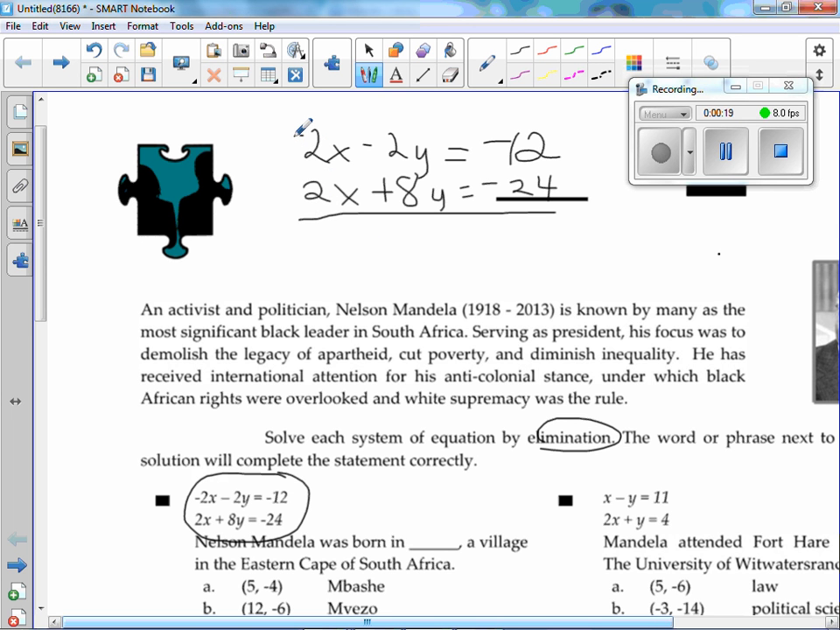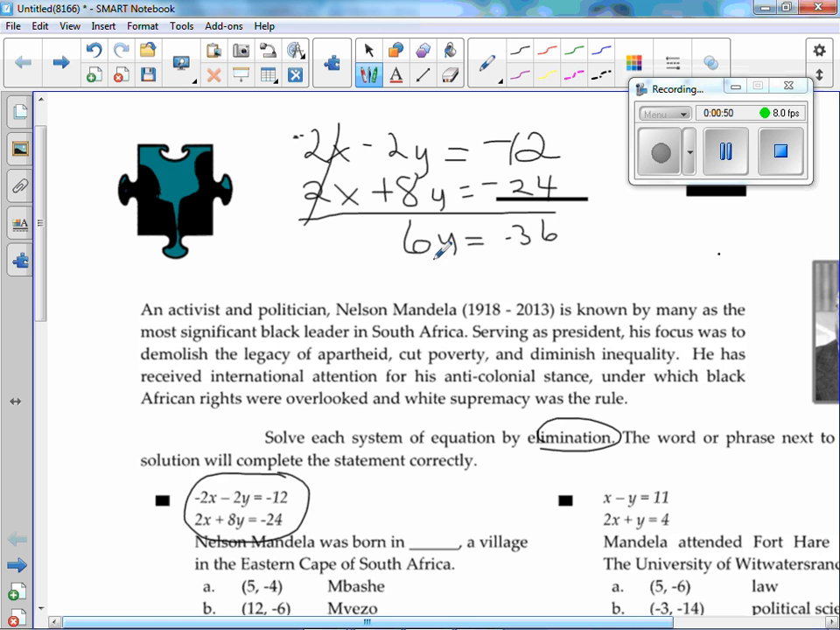So if you see here, you can eliminate what? What can we eliminate here? We can eliminate the negative 2x and the positive 2x. Remember, we're adding vertically, so that goes away. So adding opposites, that's nothing. So plus 8 added to a negative 2 will give you a plus 6 equals, and these are two negatives here, so we're going to add them together and we get negative 36.